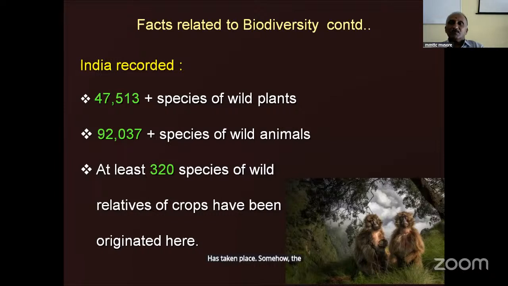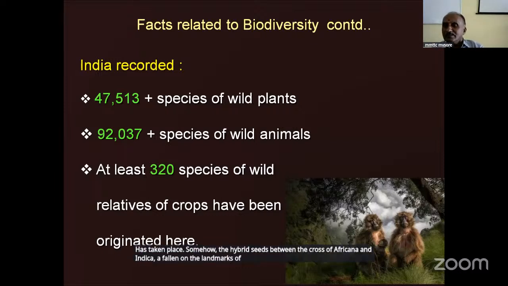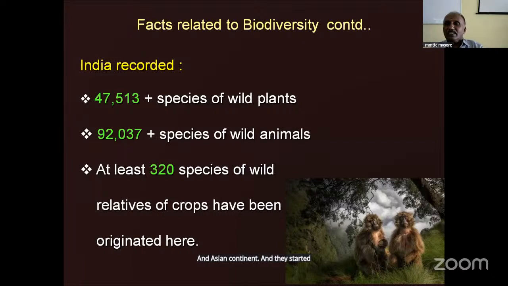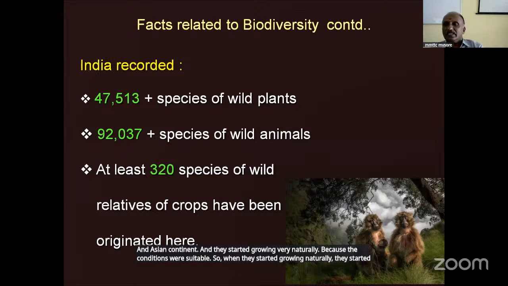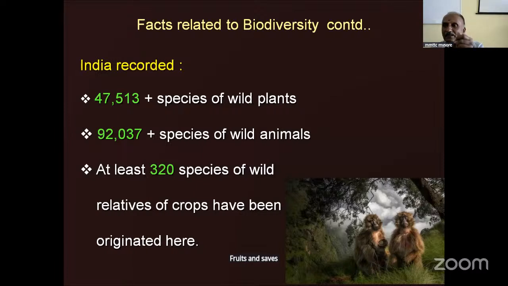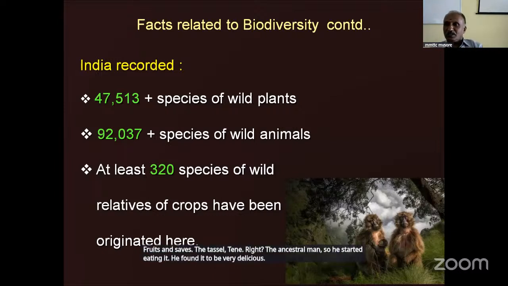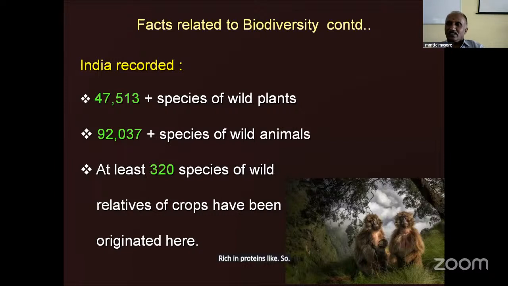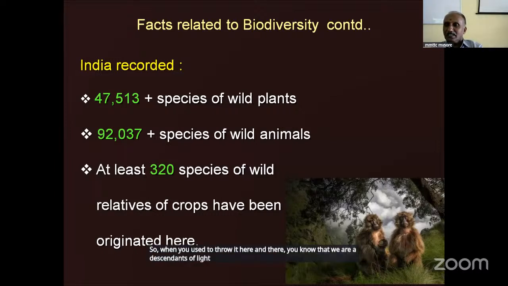Somehow the hybrid seeds from the cross between Africana and Indica fell on the landmass of India and the Asian continent. And they started growing very naturally because the conditions were suitable. When they started growing naturally, they started producing the fruits and seeds, the tassel, right? The ancestral man started eating it. He found it to be very delicious, rich in proteins. So he used to eat and throw it away here and there. You know that we are descendants of monkey-like animals. So automatically the seeds started spreading here and there on the landmass and they started growing very naturally. So the natural population of the ragi plant was abundant.